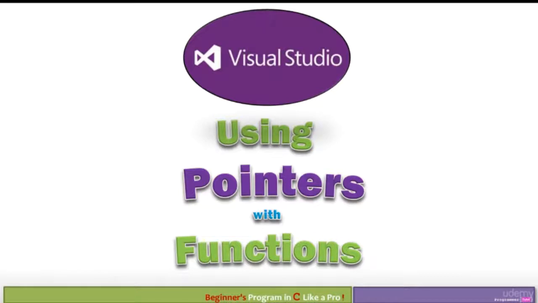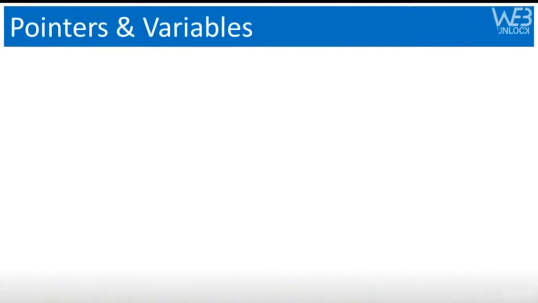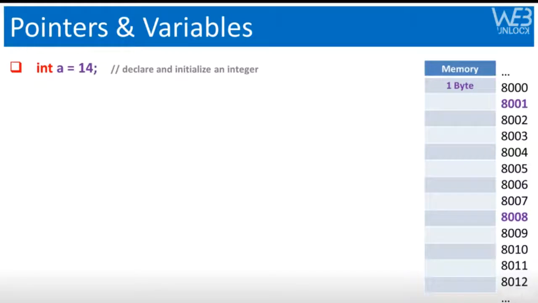Using pointers with functions. Just to recap on what we learned in previous lectures, we discussed how to use pointers with variables. When we declare an integer variable like integer a and assign 14 to it, it will take up some space in memory, and then that value goes into that space. Since our integer is 4 bytes, it's going to take up 4 bytes of memory.